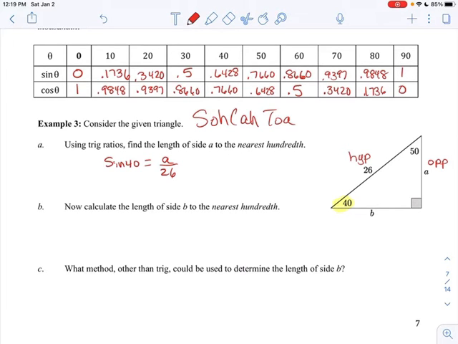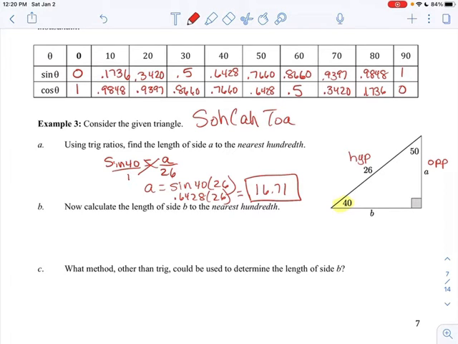Now you can find the sine of 40. We have it right up here, 0.6428, and then you can cross multiply. I like to cross multiply and get the variable by itself and then put it into my calculator. So basically I put a 1 under sine of 40, 1 times A is A, and then I have sine of 40 times 26. So I can do that in my calculator. I already did sine of 40, it was 0.6428 times 26, and I want to find this to the nearest hundredth, which is 16.71.